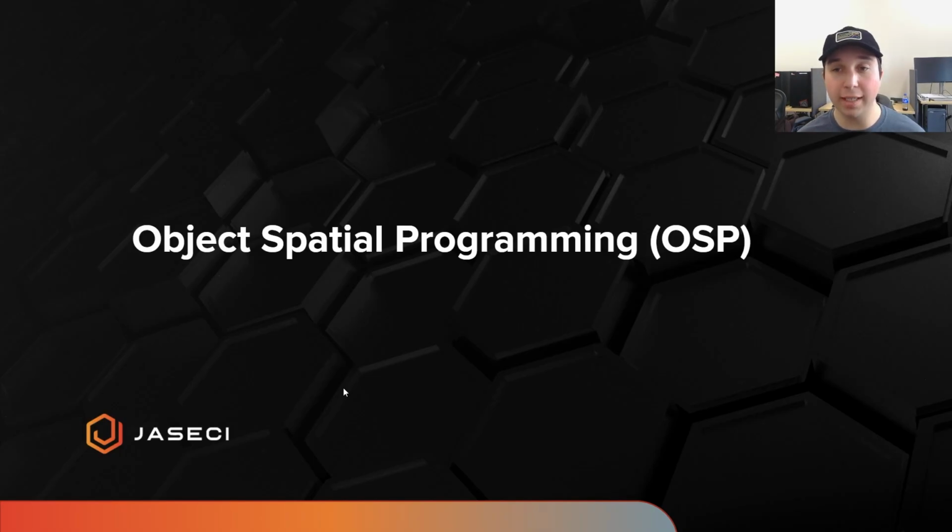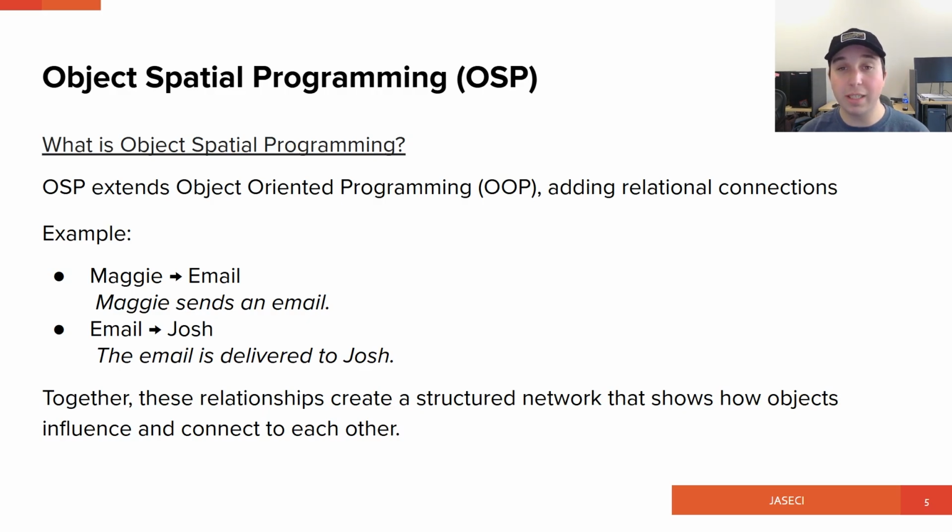So first of all, what is OSP, or Object Spatial Programming? OSP extends traditional object-oriented programming, which is really cool. It doesn't remove any of the functionality of having different classes. Instead, what it does is it gives your classes or objects more meaning. Currently with object-oriented programming, you have member variables and member functions. So you have data, and you have functions you can interact with the data on.